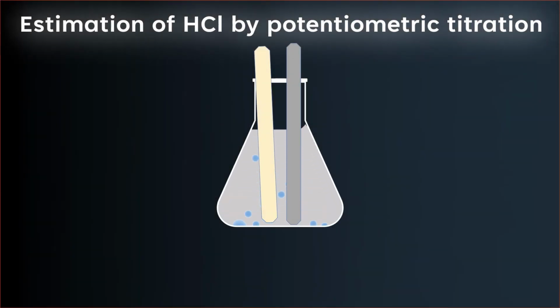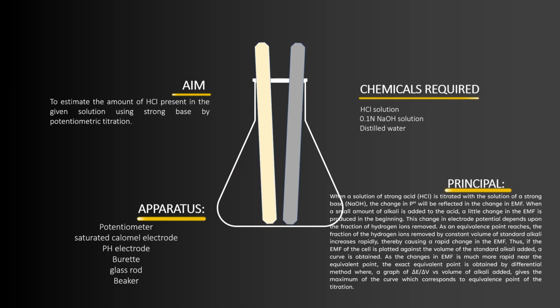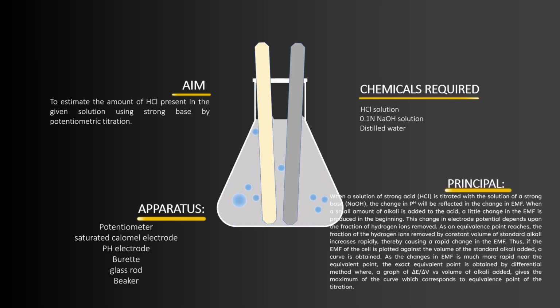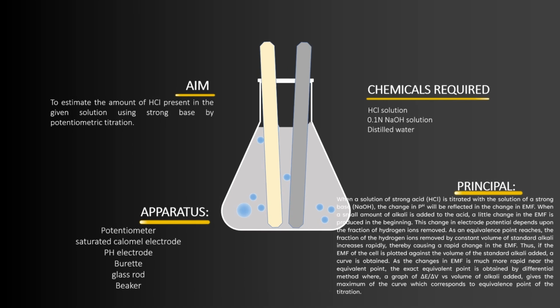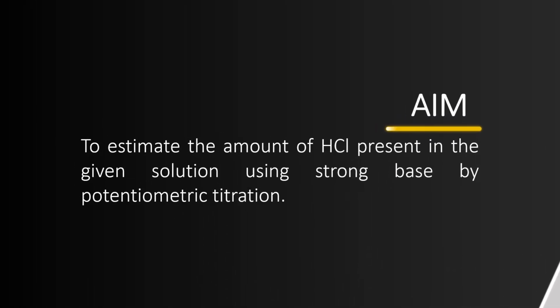Estimation of HCl by potentiometric titration. Aim: to estimate the amount of HCl present in the given solution using strong base by potentiometric titration.